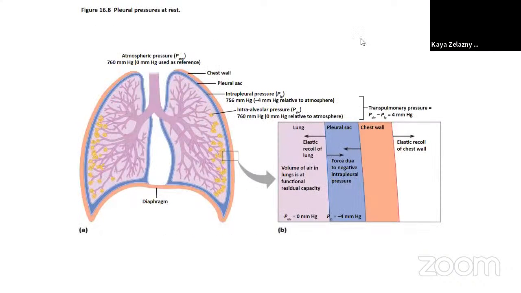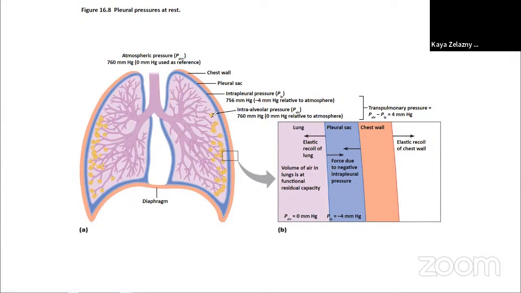So looking here, what we've got, they're showing us our bronchioles in purple. Right, so these are our bronchioles. Here in yellow, we have our alveoli. We've indicated our intraalveolar pressure.